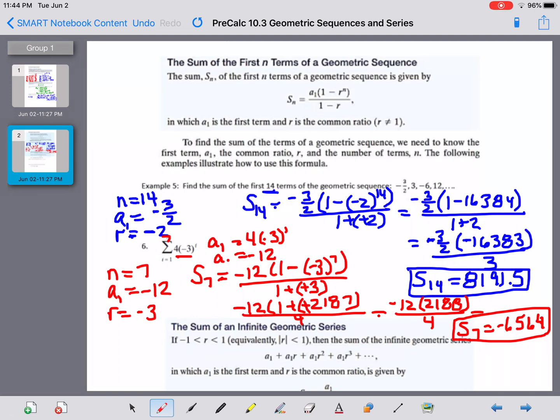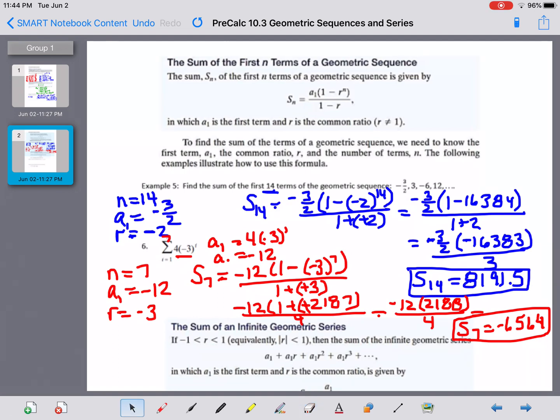If you happen to have a ratio that is smaller than 1, that is, the absolute value of the ratio is smaller than 1, then you're getting closer and closer to 0, because you're always decreasing your number and getting it smaller and smaller. So it gets to the point where you're adding less and less each time. And we can call this an infinite geometric series because you're getting closer and closer to 0.